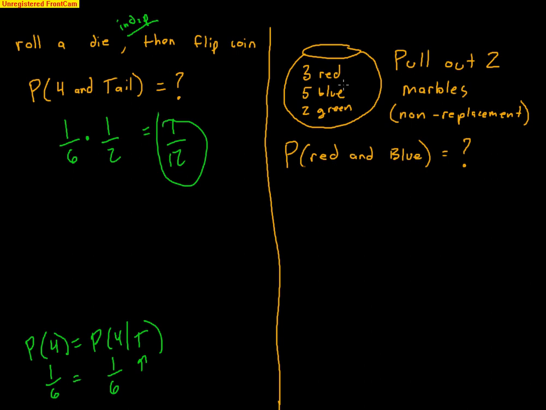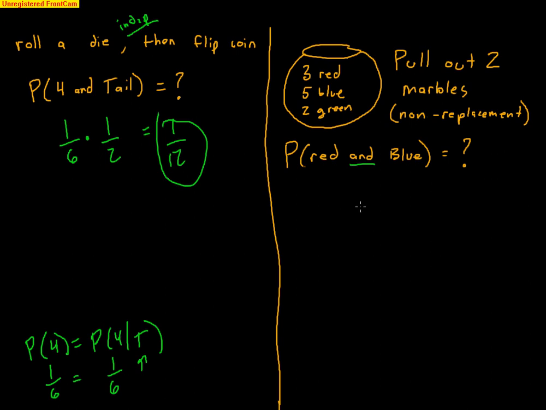All right, now let's come over to the second example. I've got a jar with 3 red marbles, 5 blue marbles, and 2 green marbles. What's the probability that I pull out 2 marbles and I get a red and a blue one? Now this is non-replacement, which means I'm going to pull out a marble and keep it. I'm not putting it back. And then I'm going to pull out a second marble and keep it.